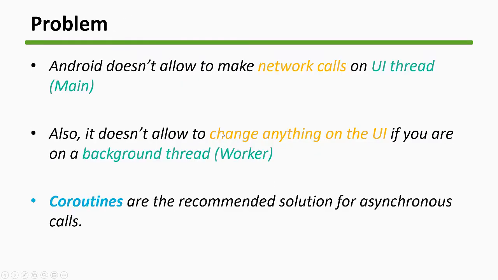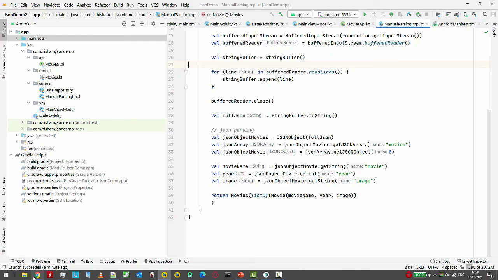So here is the problem. There's a slide that I missed. Android doesn't allow us to make network calls on the UI thread. Also, it doesn't allow us to change anything on the UI if you are on a background thread. So now you are stuck, right? You cannot make calls on the UI thread. You cannot change anything on the background thread. So you have to switch from one thread to another. All right. Now we will use something called coroutines in Kotlin. So let's add some coroutines here.